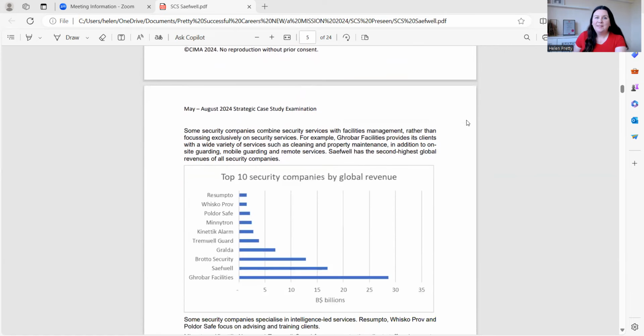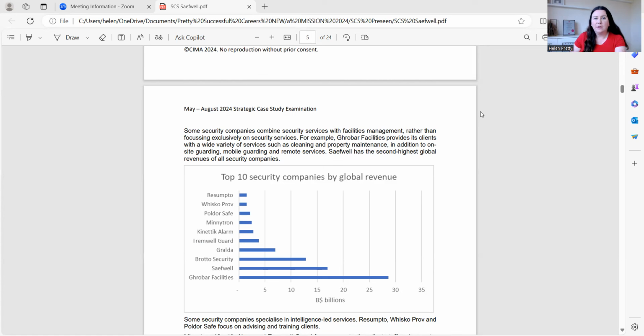Going on to page 5, some security companies combine security services with facilities management rather than focusing exclusively on security services. For example, Grow Bar Facilities provides its clients with a wide variety of services such as cleaning and property maintenance, in addition to on-site guarding, mobile guarding, and remote services. Saefwell has the second highest global revenue of all security companies.